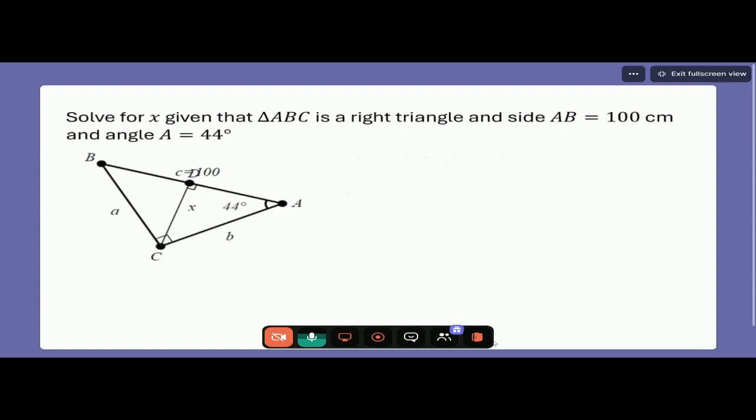So we've got a diagram here, and the question says solve for x given that triangle ABC is a right triangle and side AB equals 100 centimeters and angle A equals 44 degrees. You can see there's a bit of bad formatting here, and I just copied this straight because this is the formatting, unfortunately, you're going to get in the question you're doing online. So I might as well just show you.